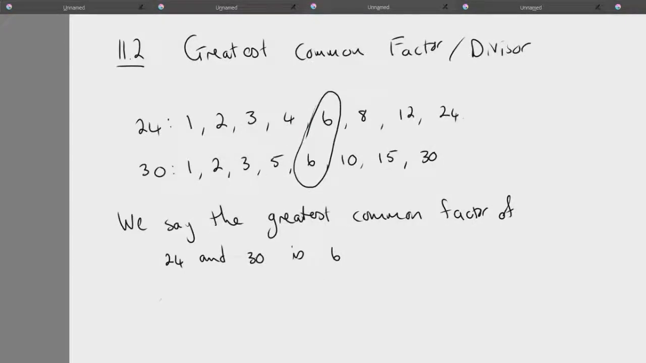Now that's a lot of words to write. It's not that I'm lazy, but I want to be efficient. So mathematically, we write GCF, or some people write GCD, and in brackets the numbers in question, 24 and 30, and then the answer.